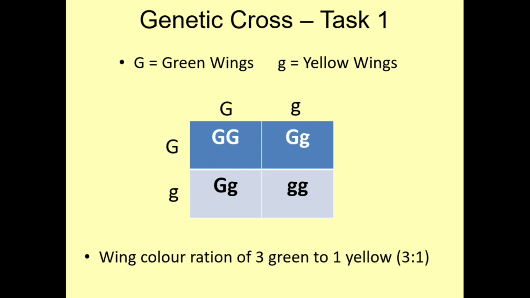Using this simple Punnett square, we can work out that the expected ratio of wing color in that cross would be 3 to 1, 3 green to 1 yellow.